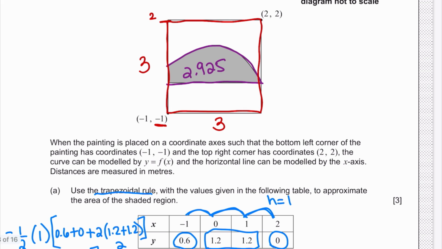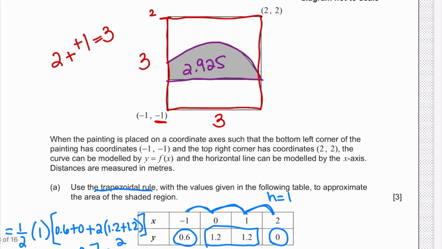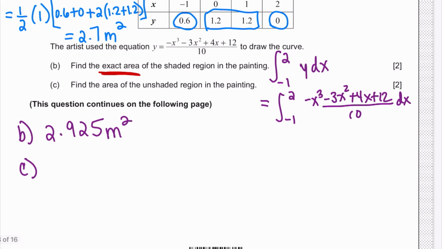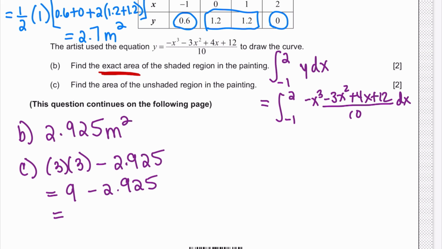And again, how did I get that? Because of the points of the ordered pair. 2 minus -1, minus is a plus, so that's just equal to 3. And if I do the same thing here, I know that this is a 3 by 3 square. So to figure out the area of the unshaded region is basically 3 times 3, which is 9, minus the area of the region that was already shaded. So this means 9 minus 2.925. This answer is going to be 6.075 square meters, and they haven't told me how to round, so I can go ahead and leave it as 3 significant figures.